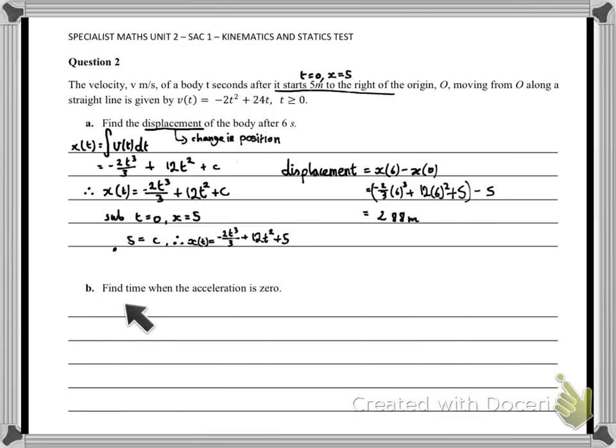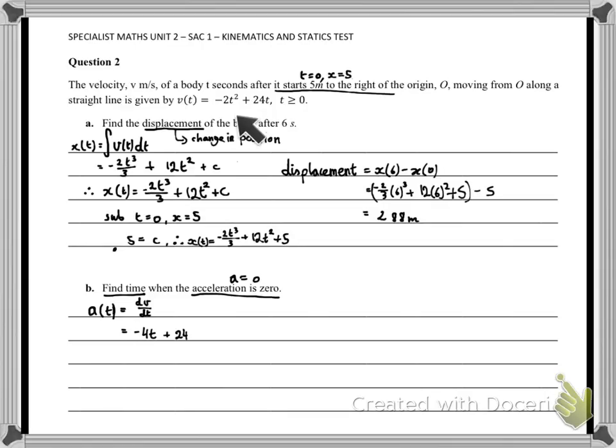Okay, part B. Find the time when the acceleration is 0. Okay, so now we're after an acceleration of the particle. So if we have a velocity function, what do we do to get an acceleration function? Alright, well, that's another calculus approach, and this time to get the acceleration and work out when acceleration is 0, the acceleration is the derivative, the first derivative of velocity with respect to time.